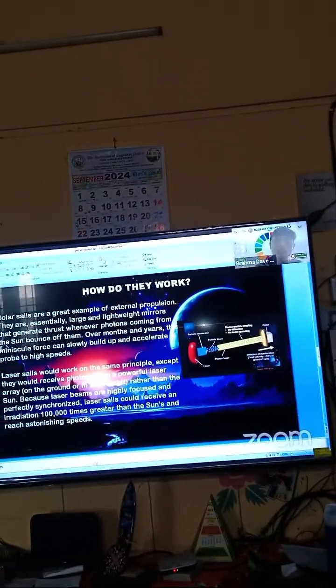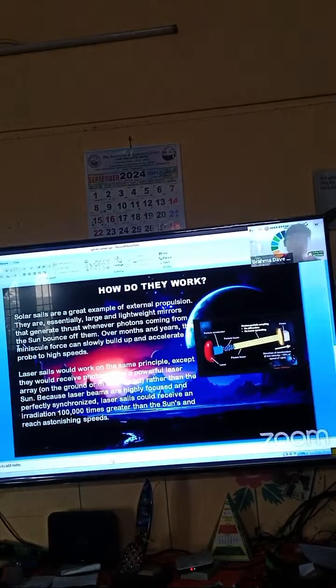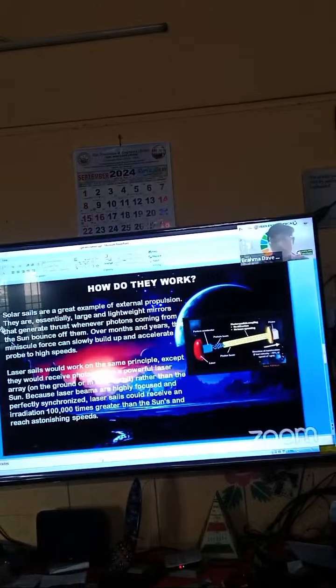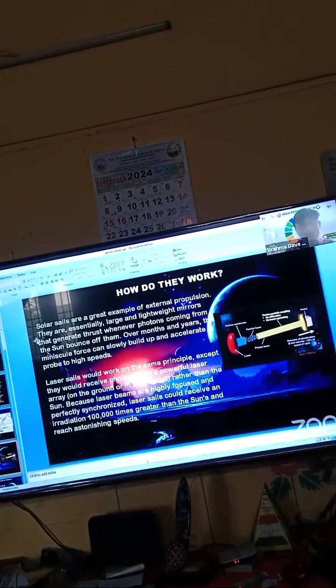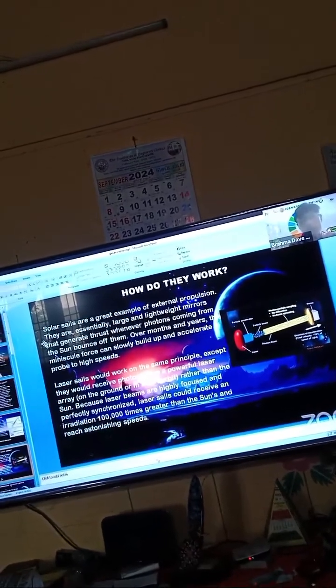So how does the laser propulsion system work? In order to explain how a laser propulsion system works, I'm going to be comparing this sort of propulsion with solar sails. As the PowerPoint presentation suggests, solar sails are a great example of external propulsion. Solar sails are nothing but the solar panels that the satellites in space use, right?